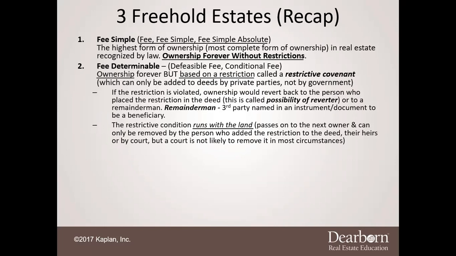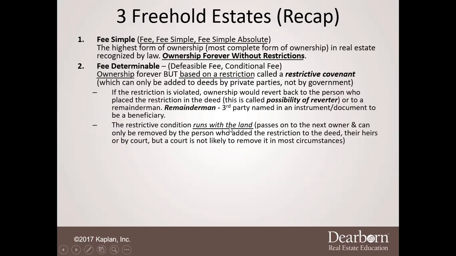Private parties do so by writing it into the deed. So government does not place restrictions in deeds, only private parties do. If the restriction is ever violated, the ownership would revert back to the person who placed that restriction in the deed. This would be called the possibility of reverter, or to a remainder man, a third party named in the document, the instrument, to be a beneficiary.